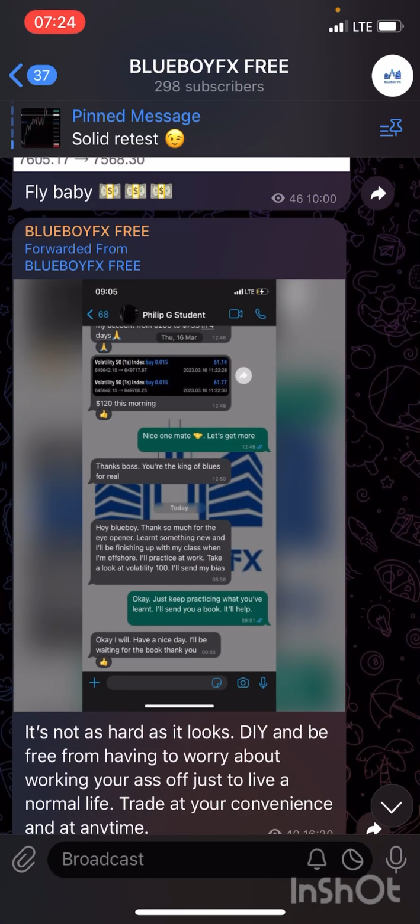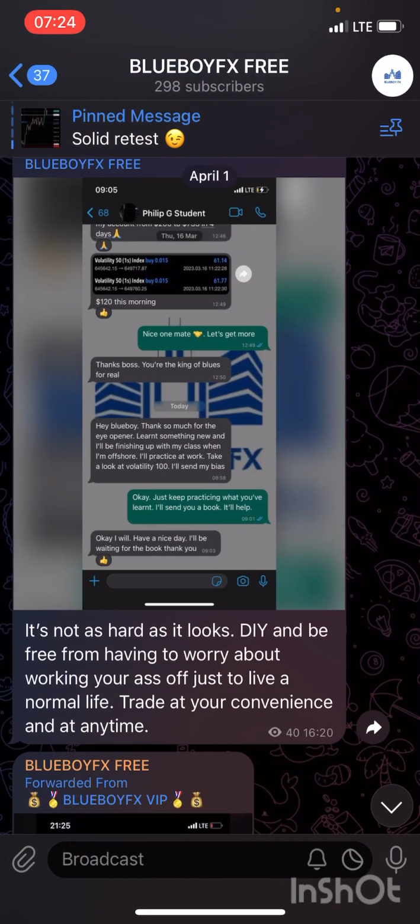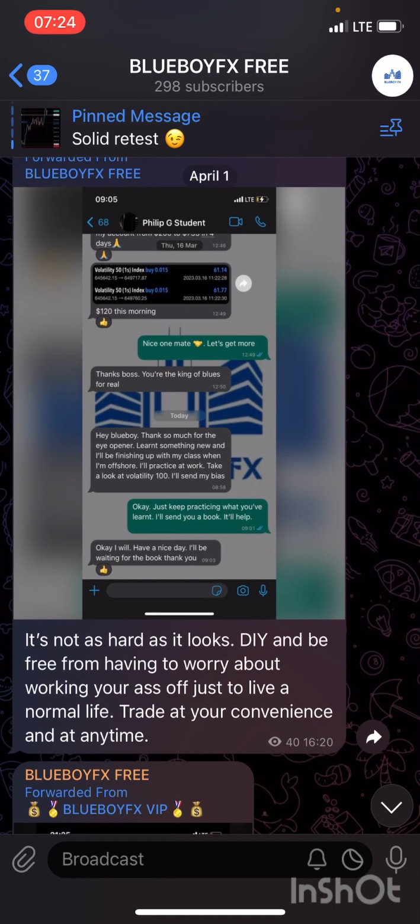That's a testimony from one of the students where he said that he has learned something new. So trading is not that hard. Okay, it's not that hard. You can do it yourself.